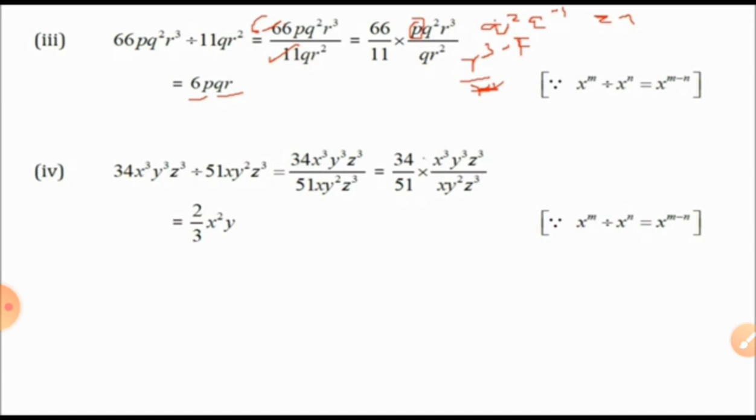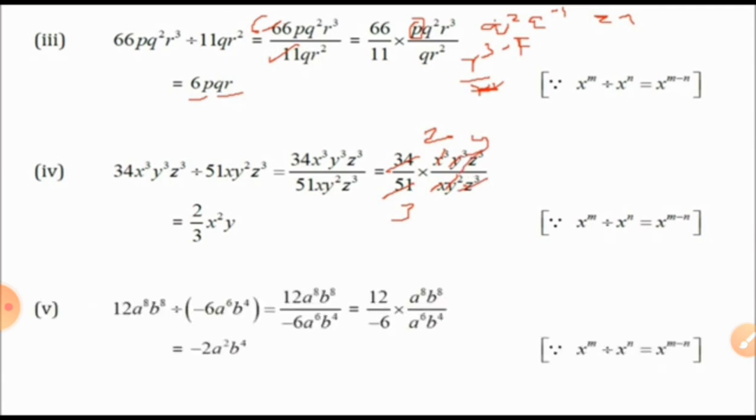We can use the same phenomenon in the bracket given, because x raised to m divided by x raised to n gives you x raised to m minus n. This is the identity you should use for these things. 34 and 51, yes, the 17 table, both are coming. 2 upon 3 x²y is the answer.